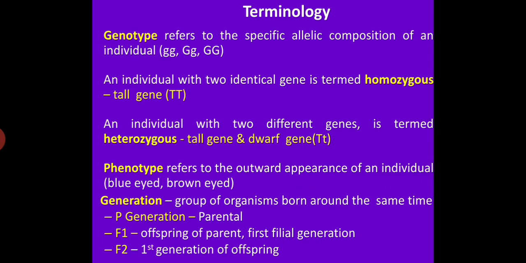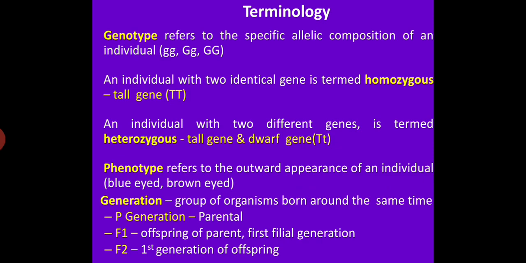Genotype refers to the genetic composition of an individual. An individual with two identical genes is termed homozygous, for example, the tall gene, capital T and capital T. An individual with two different genes is termed heterozygous. Heterozygous tall consists of a capital T and a small t gene. Phenotype refers to the outward appearance of an individual, for example, blue-eyed, brown-eyed, tall or dwarf.